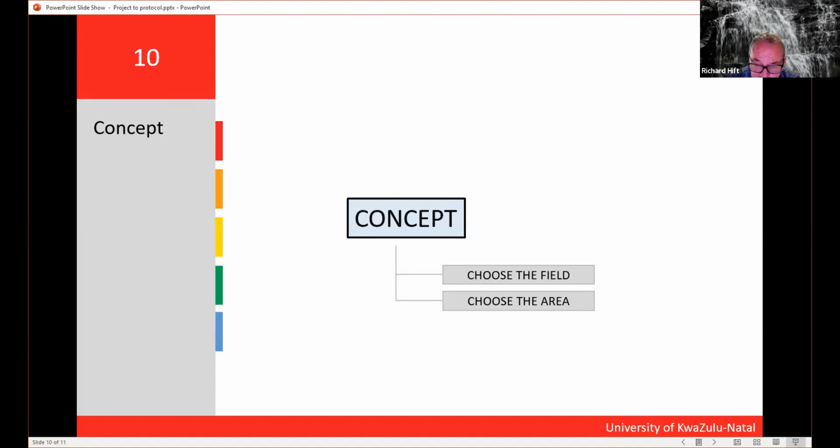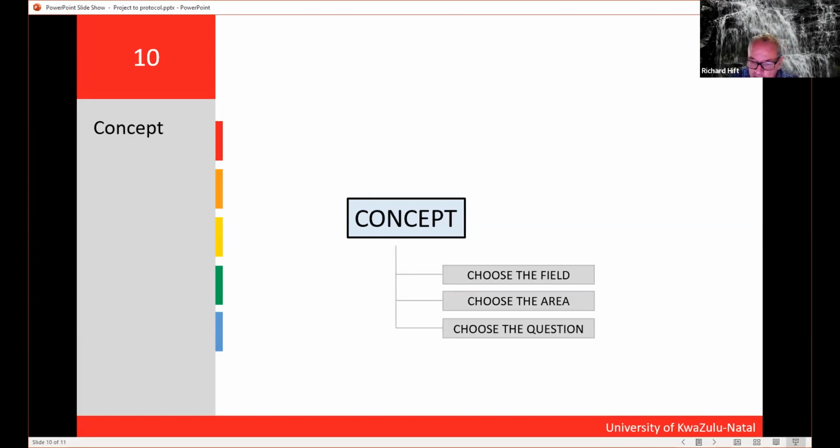I said, you're an excellent ophthalmologist. You've got a passion for ophthalmology. Rather leverage that. Don't throw that away, to go and get into a field where you'll be competing with people who've been gastroenterologists for as many years as you've been an ophthalmologist. So choose the field and choose the area. Choose the question.